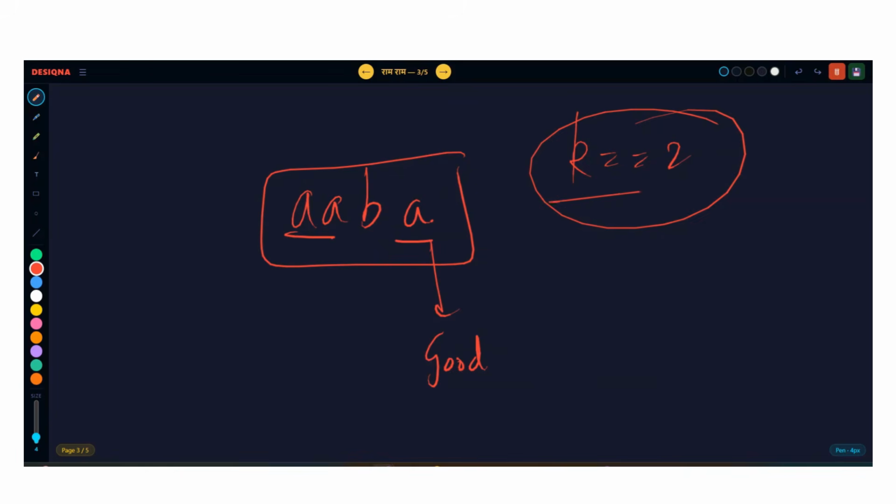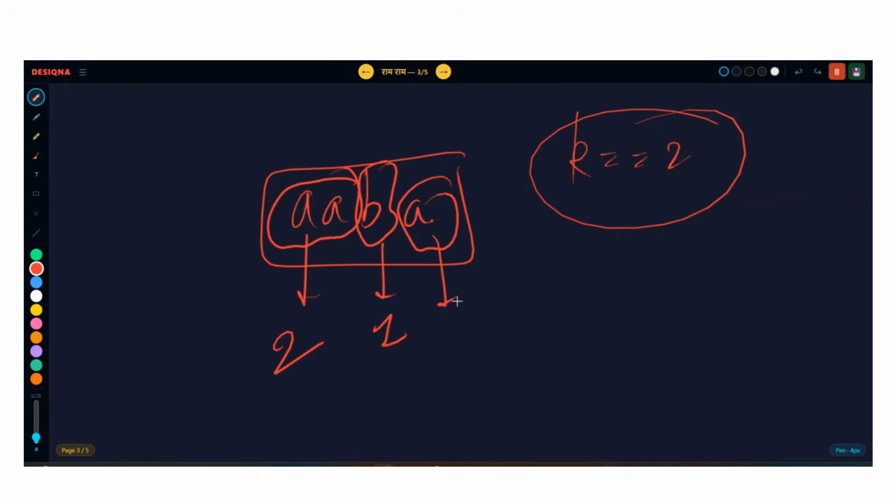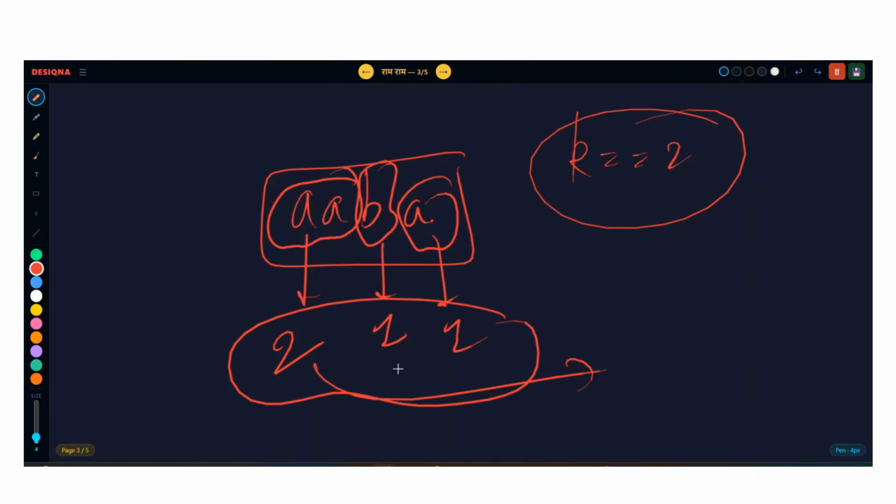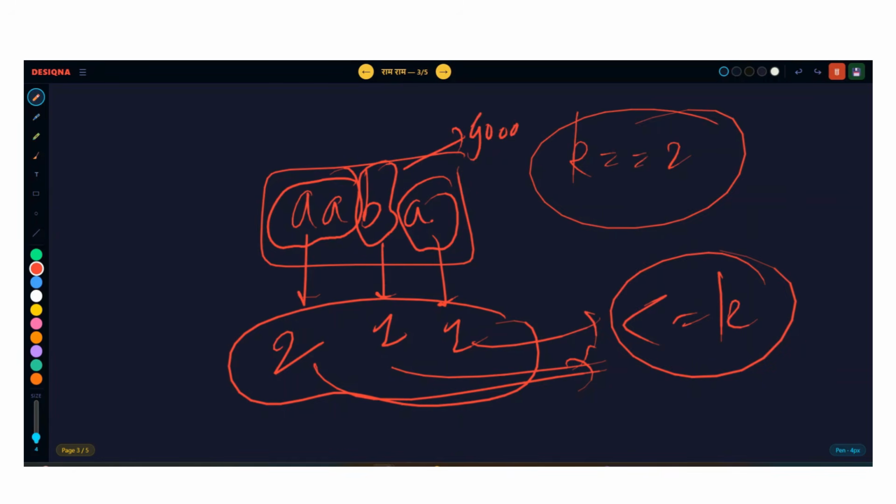You can say that, sir, A is coming 3 times. We want equal characters to come less than or equal to 2 times. No. When I say equal characters, it means the subarrays. So this subarray has size 2, this subarray has size 1. All these subarray sizes should be less than or equal to k. Then it is called a good path.